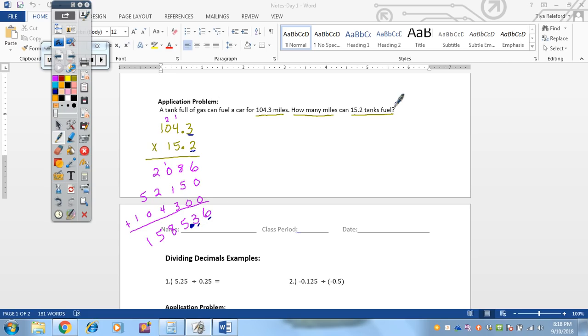So how many miles can 15.2 tanks fuel? 15.2 tanks can fuel 1,585.36 miles.